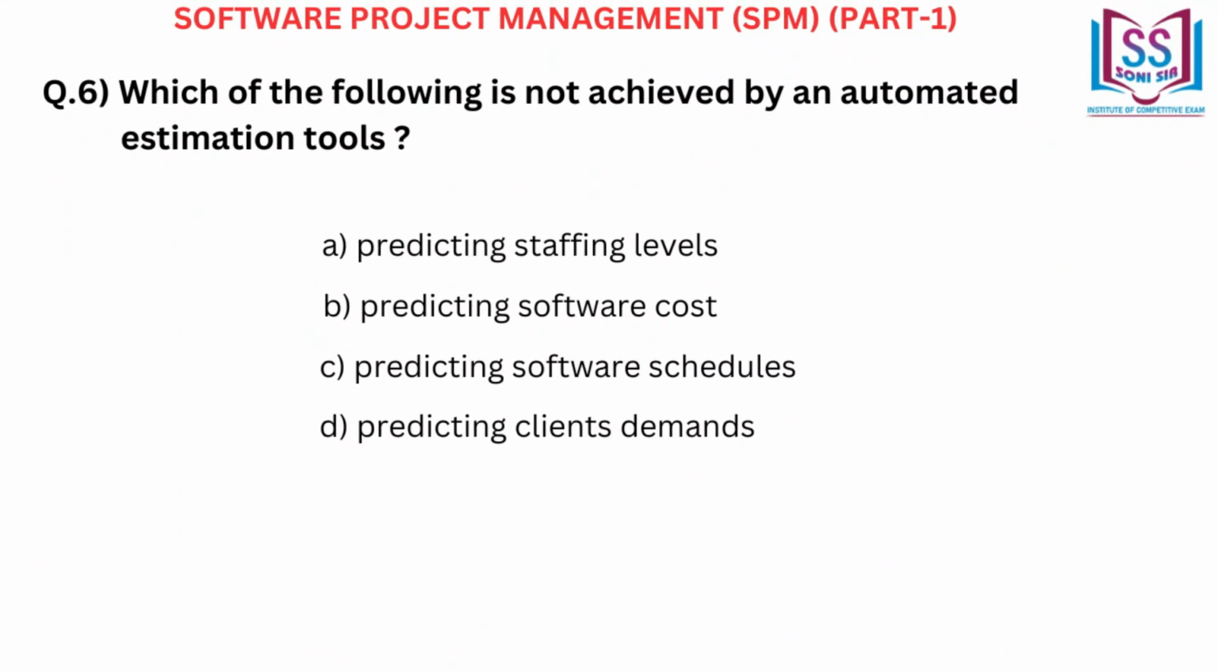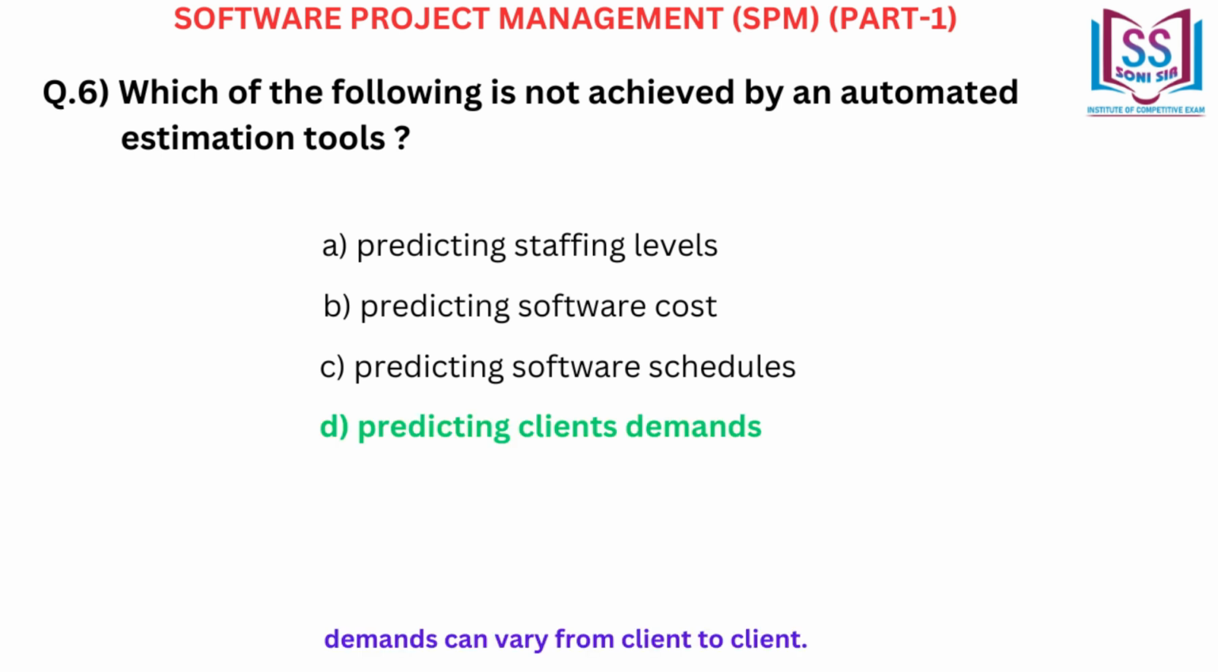Which of the following is not achieved by an automated estimation tools? A. Predicting staffing levels. B. Predicting software cost. C. Predicting software schedules. D. Predicting clients' demands. Correct answer D. Predicting clients' demands. Demands can vary from client to client.